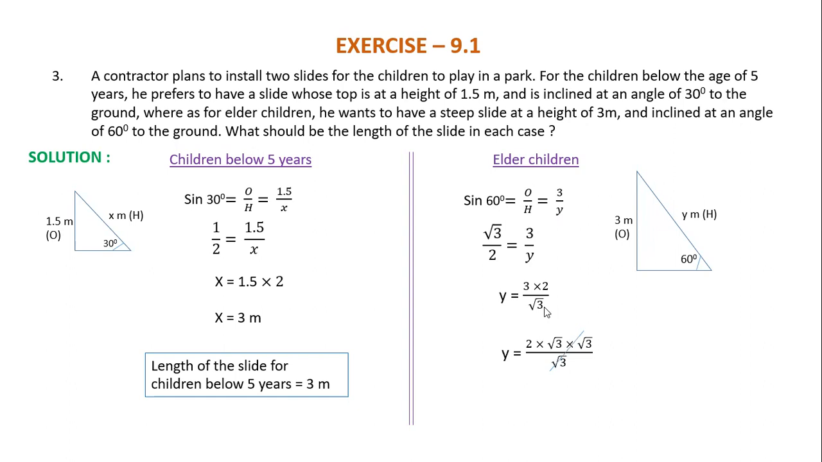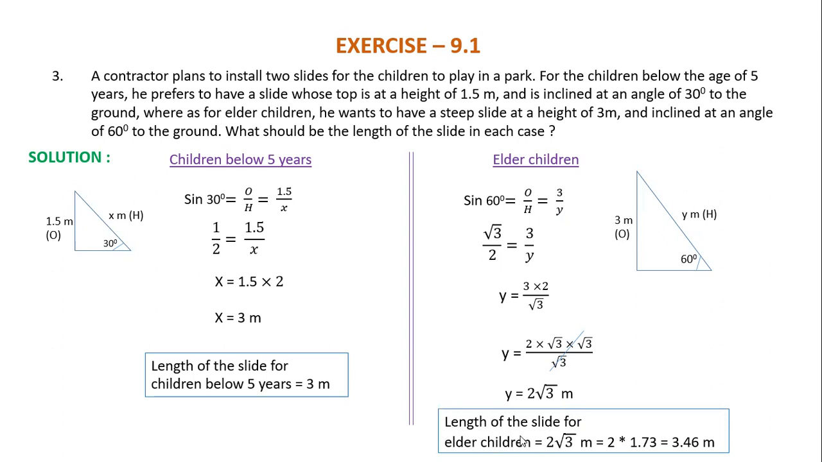That is 6 upon root 3, or 3 can be written as root 3 into root 3. One root 3 cancels. Okay. So it will be 2 root 3. So the length of the slide for bigger elder children will be 2 root 3 meters.